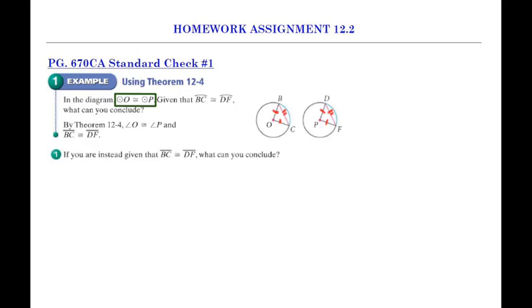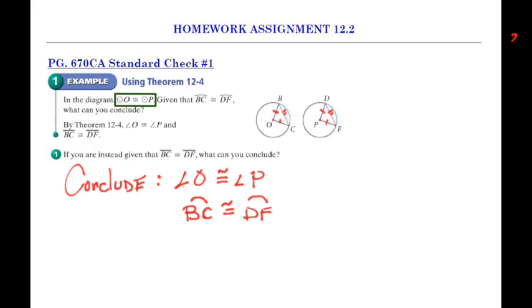What can we conclude? Well, if those are the same, the triangles are the same from side, side, side, and we can conclude that those central angles are the same, so angle O and angle P are congruent. And if you have congruent central angles within congruent circles, you know that your arcs are congruent as well. So we have arc BC and arc DF are the same.